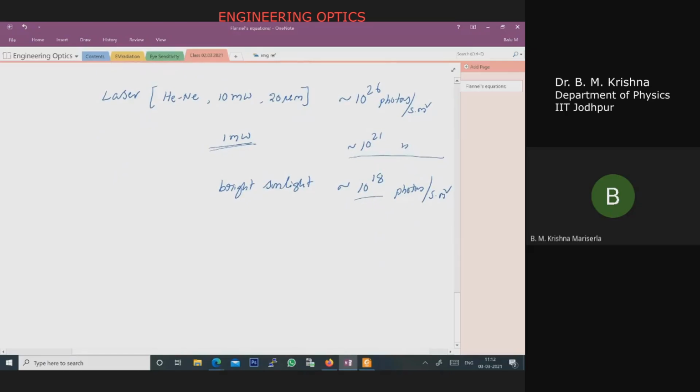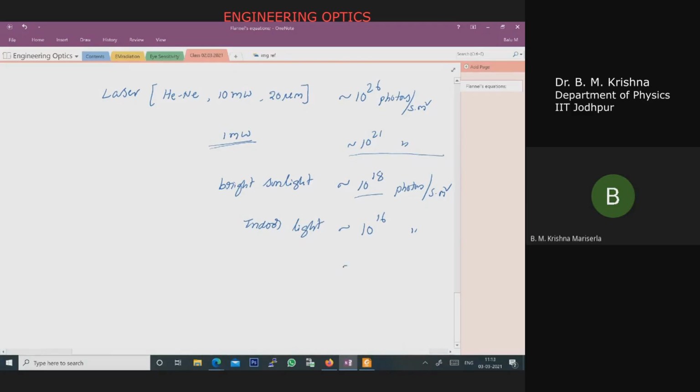Now indoor light levels. Take the same sunlight indoors. When it penetrates your window glass and comes indoors, the 10 power 18 may reduce to 10 power 16. I'm talking about indoor light, like in homes, where light passes through the windows. In the indoor areas you will get 10 power 16 photons per second meter square.